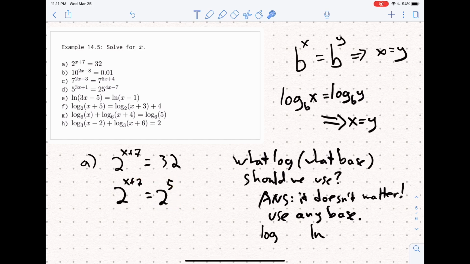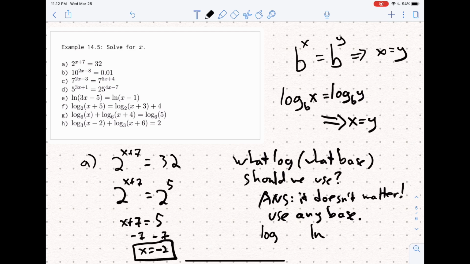And so what is it? x plus 7 must be equal to 5. The exponents must be equal. So x plus 7 is equal to 5. And now we can solve this by subtracting 7 on both sides, and we get that x is equal to negative 2. So in part A, the answer is negative 2. And we did that by getting the equation into the form something to the x equals the same something to the y, and then getting rid of the bases and just setting the exponents equal.